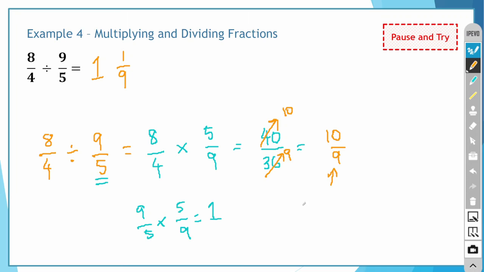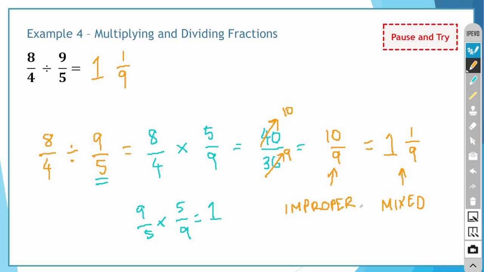This is an improper fraction. It's called improper because the numerator is bigger than the denominator. And if we want to write it as a mixed number, how can we do that? If we do 10 divided by 9, that gives us 1, and that leaves a remainder of 1. So we put that remainder here and we put it over 9. And that gives us the answer as a mixed number.